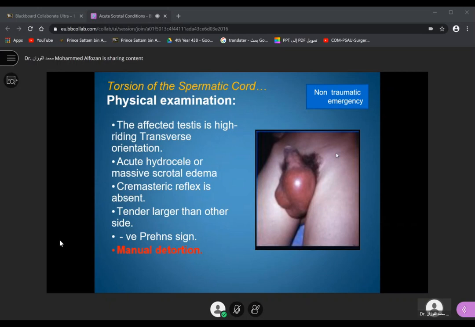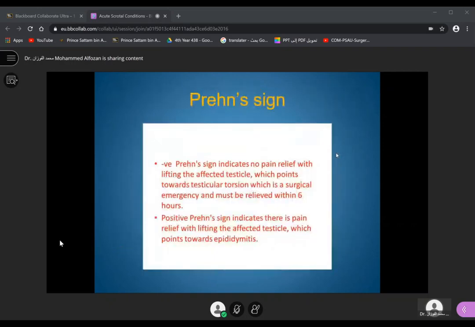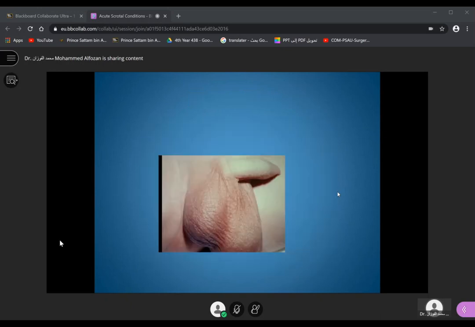So manual detorsion can temporarily restore the blood supply to the testis, but it's not a treatment. So as we mentioned, negative Prehn sign when there is no pain relief with lifting the affected testis. When there is pain relief, that goes more in the favor of epididymorchitis.